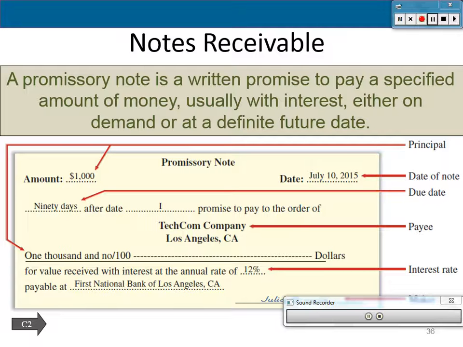So this is an example of a promissory note. We have the amount, which is $1,000, which we call the principal amount. We have the date in which the note was authorized, which is July 10th. They give them how many days to pay this back? 90 days. And they're not just going to pay back the $1,000. They're going to pay back the $1,000 plus interest. And what's the interest rate? 12%.